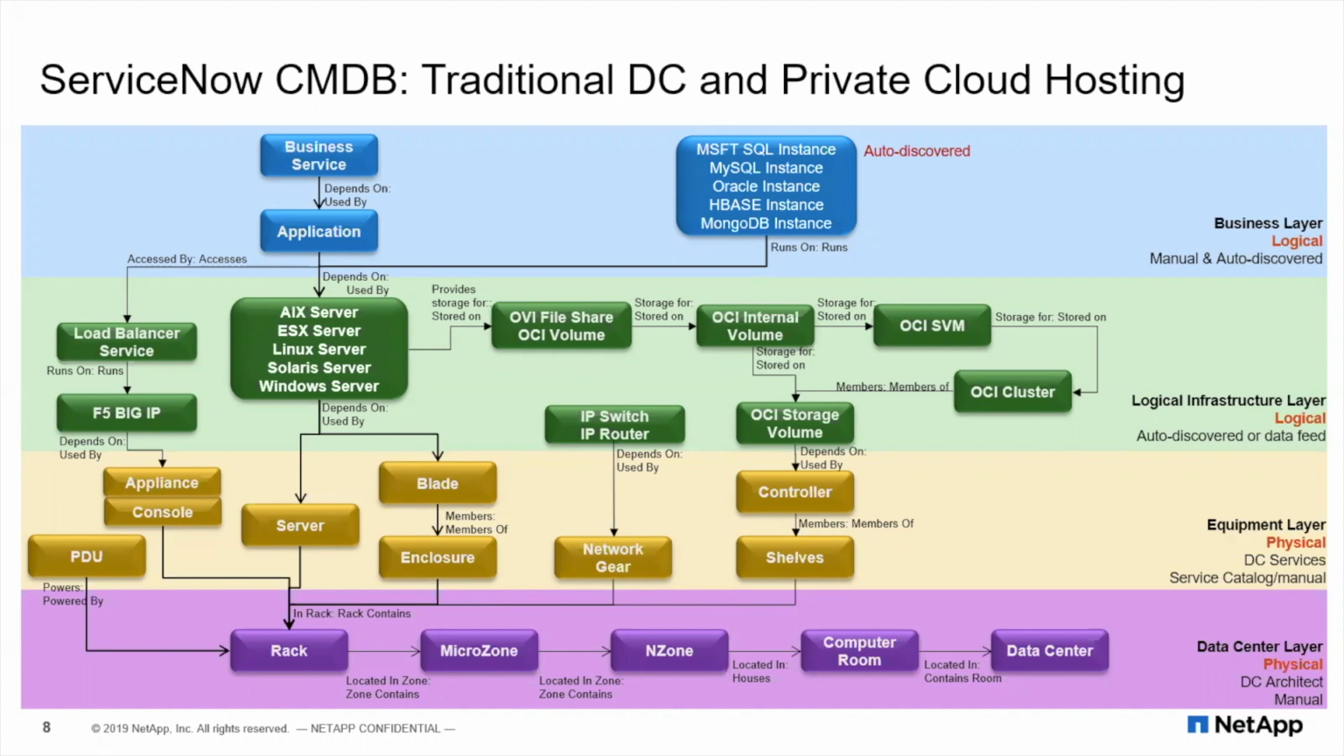Okay. The second layer of connectivity that's really important is upward to the application. So it's great to know all your physical infrastructure, and it's really important to know what's running on the physical infrastructure.